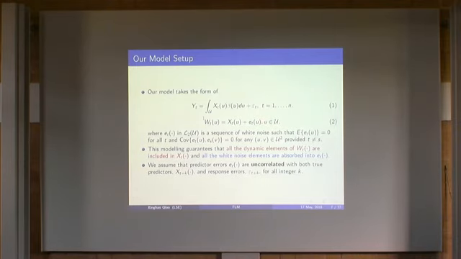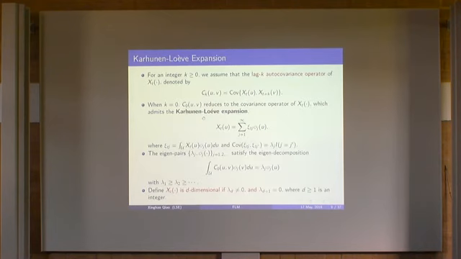So this is actually the model we consider. We don't make any parametric assumption on the covariance structure of E here, but we assume that this E is a white noise sequence, and we also assume some uncorrelation structure. Okay, so this is the model we consider.